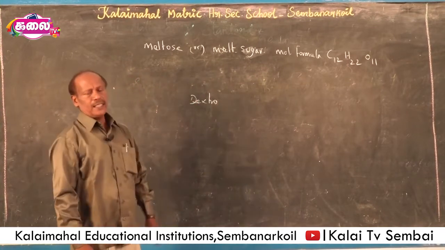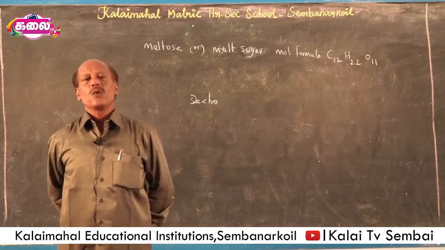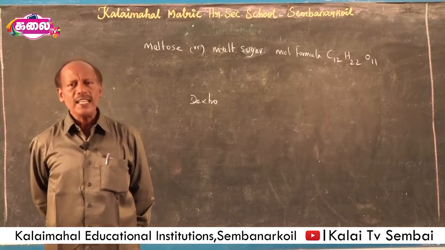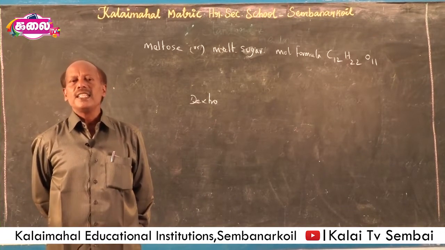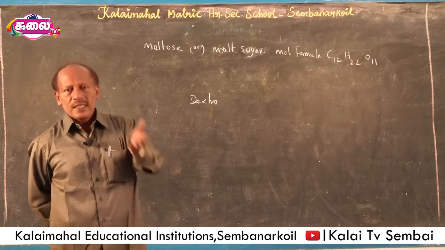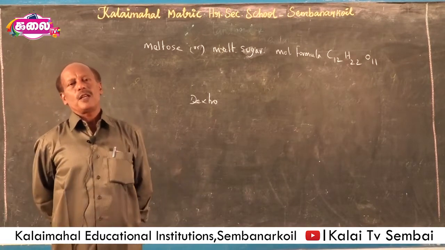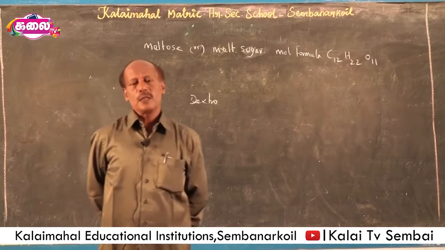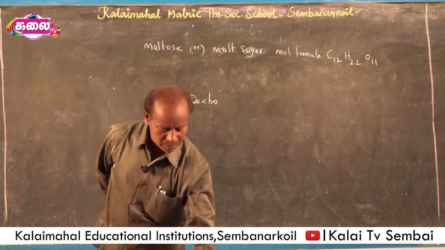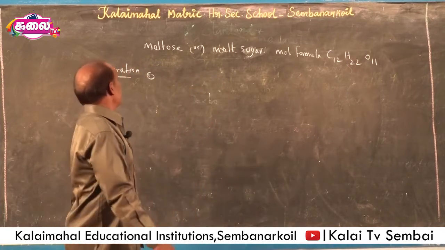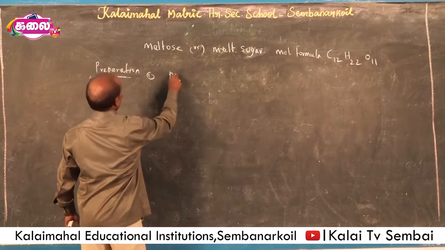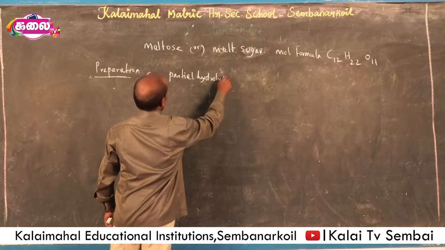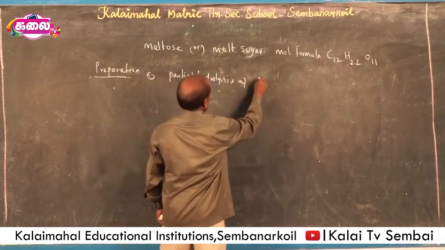Dextrorotatory in nature. This is a physical property where the aqueous solution of maltose rotates the plane of plane polarized light in a clockwise direction. Such a property is called dextrorotatory. Okay. Now let us come to the preparation of maltose. The first method is partial hydrolysis of starch.